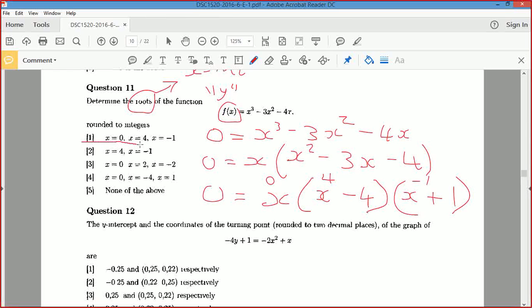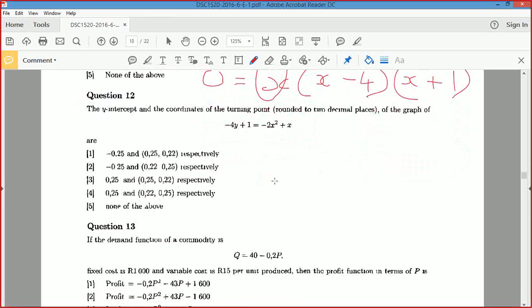Option 1. We've had this before where we've taken a common number out, but then we've ignored it, because that was a number, not a variable. This time it's a variable, because this is x. x times this bracket times that bracket must give you 0. So x can also be 0. 0 times anything is 0. So when you have a variable, you have to consider it.